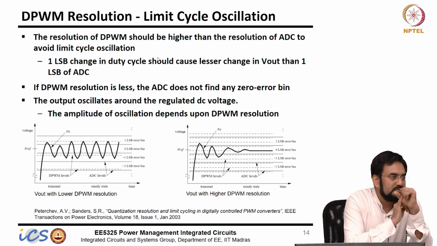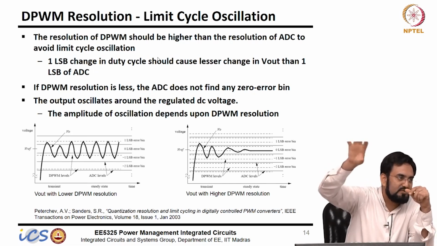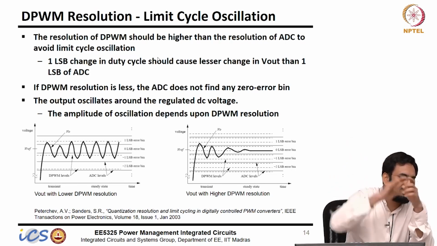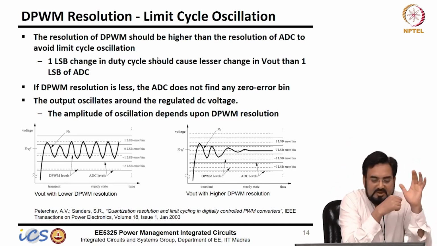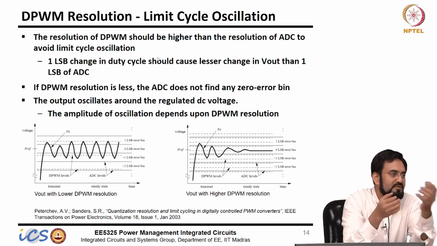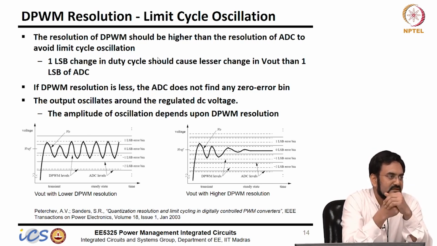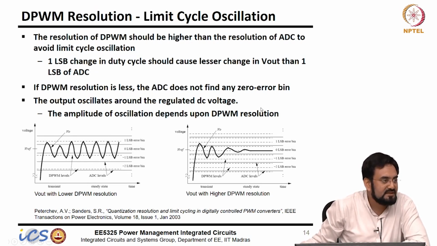So the resolution of the DAC, the current DAC or step DAC, whatever you are using to regulate your output, should be more than your ADC. And DPWM is nothing but a DAC actually. It's converting your digital code into PWM, which is time. So if your DPWM resolution is less than your ADC, then you will get limit cycle, the same problem.